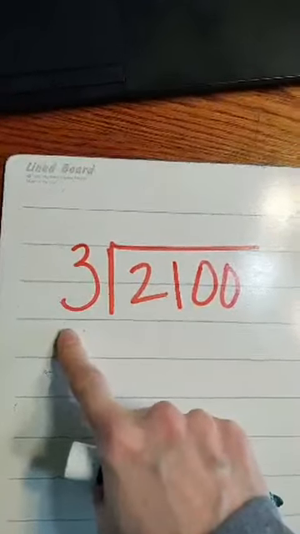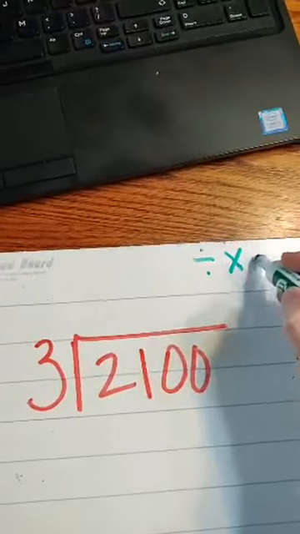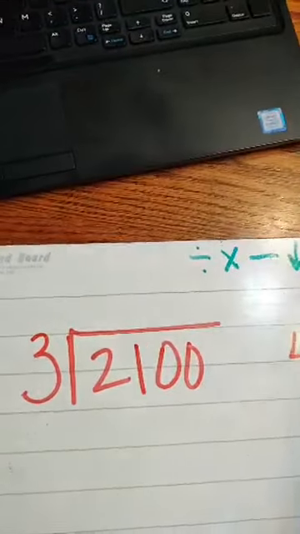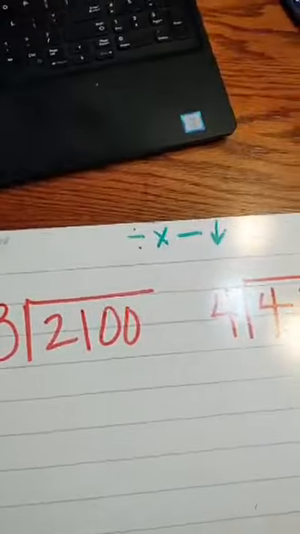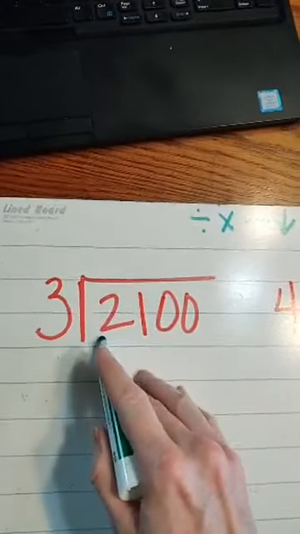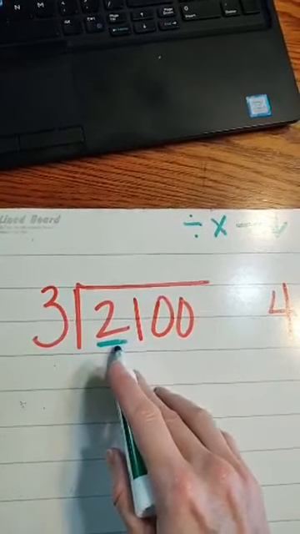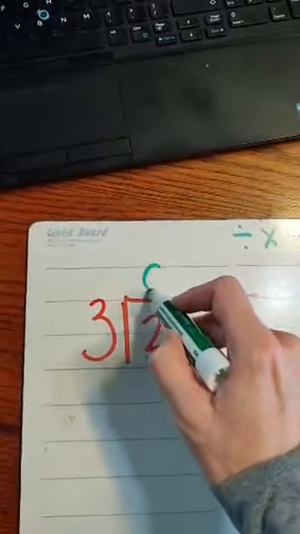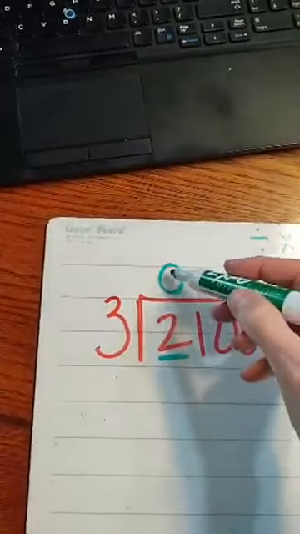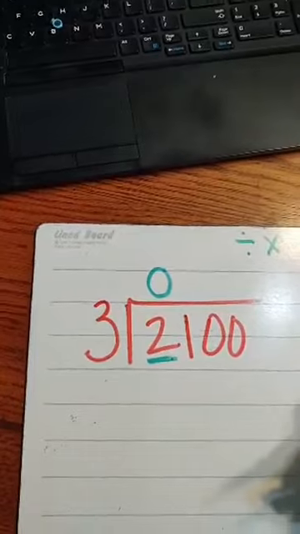So we know that when we divide, the first thing we do is divide, then we multiply, we subtract, and we bring down, and we start over again, okay? So we're going to follow those steps. Remember, we always look at one digit at a time. Does 3 go into 2? No, so I put a 0 up there because I know it's not going in there.